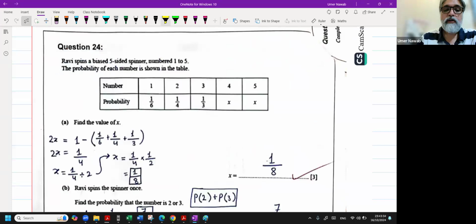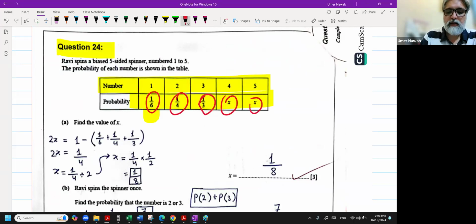Sometimes in probability, the question gives you the probability table and the corresponding probabilities. As you remember, the sum of the probabilities is always equal to 1. So you can generate the equation and get the value of x, which is 1 over 8.